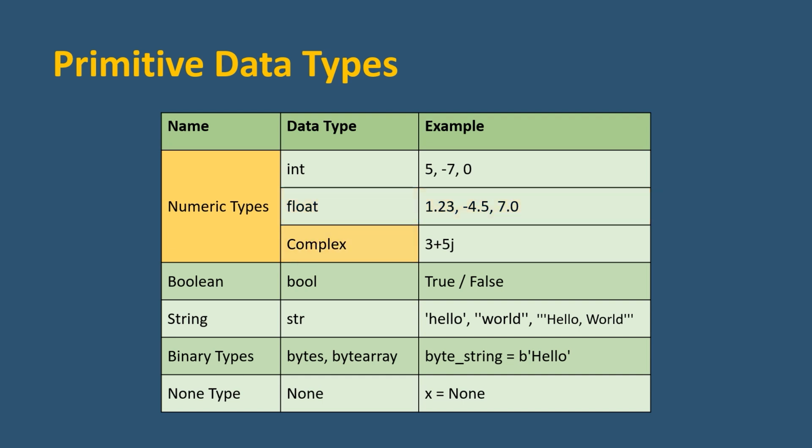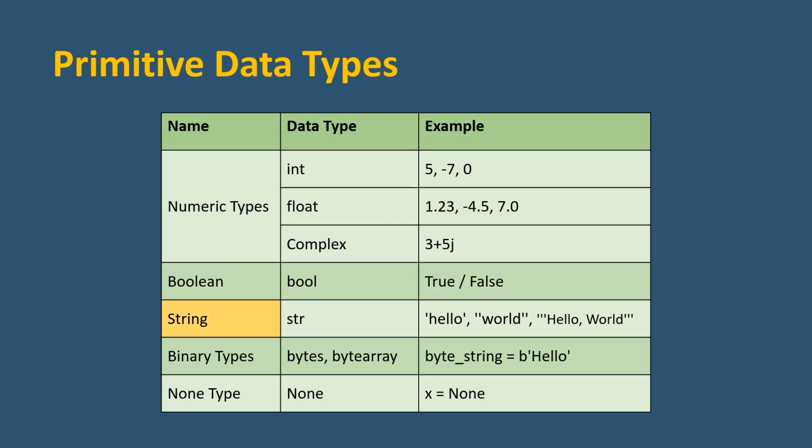Complex. The complex type represents numbers with a real and imaginary part, such as 3 + 5j, where j denotes the imaginary unit. These complex numbers support arithmetic operations and have methods to access their real and imaginary parts separately. Boolean. This type is used to represent truth values, true and false. It's often used in conditional statements and loops.